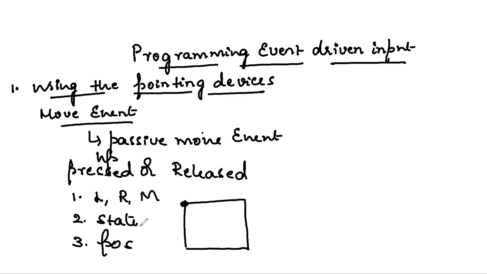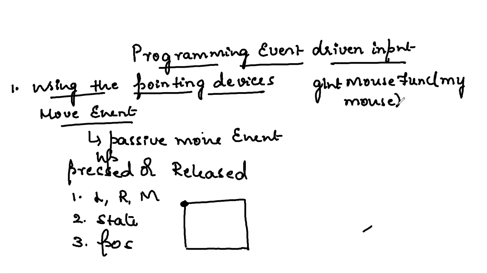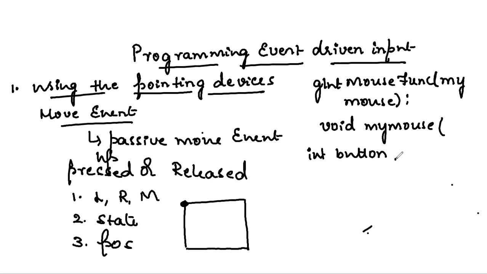Now, in order to do this, we have a function called glutMouseFunc, and it will take myMouse as the callback function. This callback function should have the following type: first is void, which is the return type, then myMouse, and then the arguments: the first is the button, the second is the state, and the third is the position. The position here is written as int x, int y.